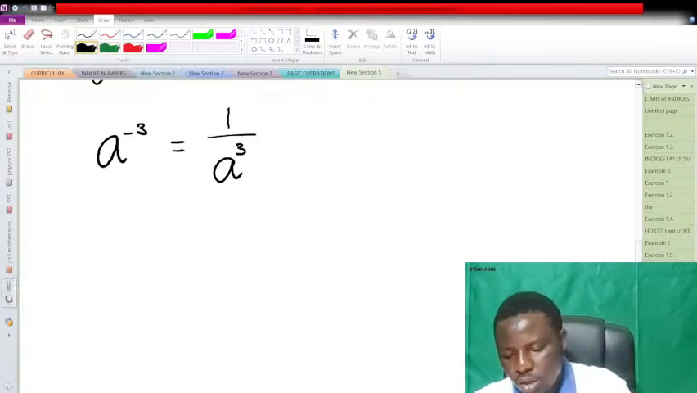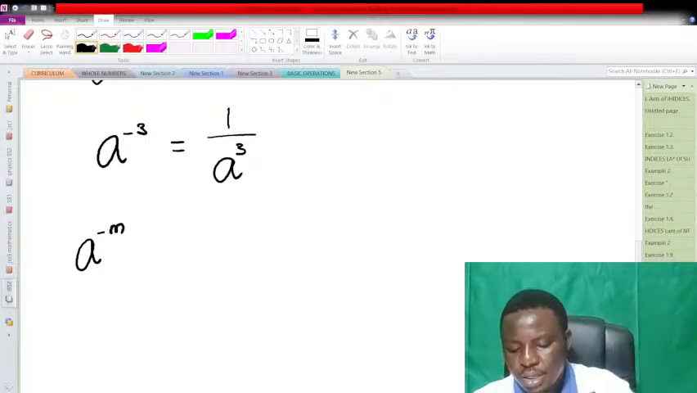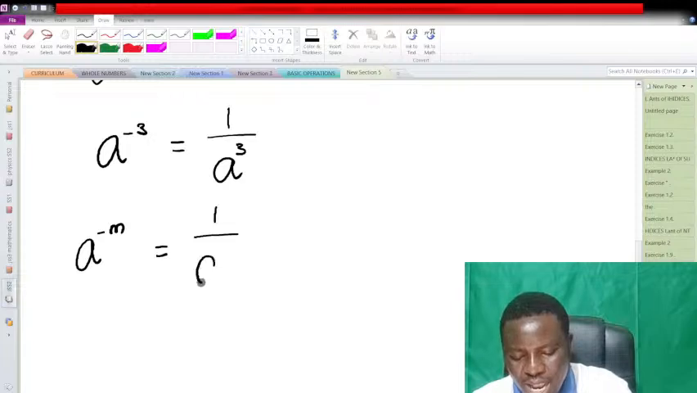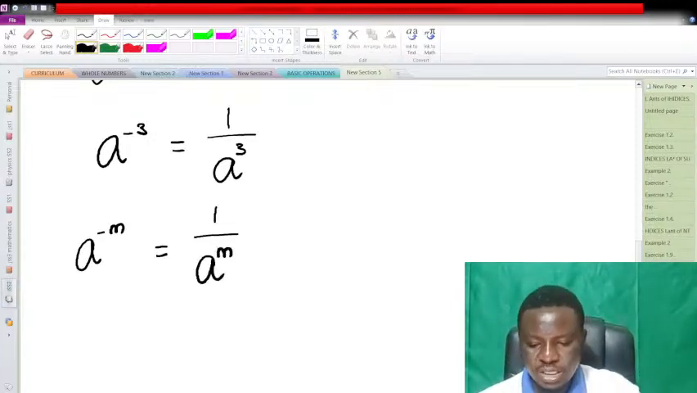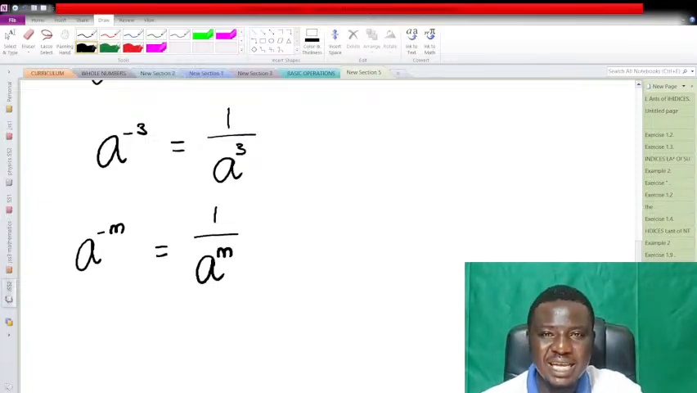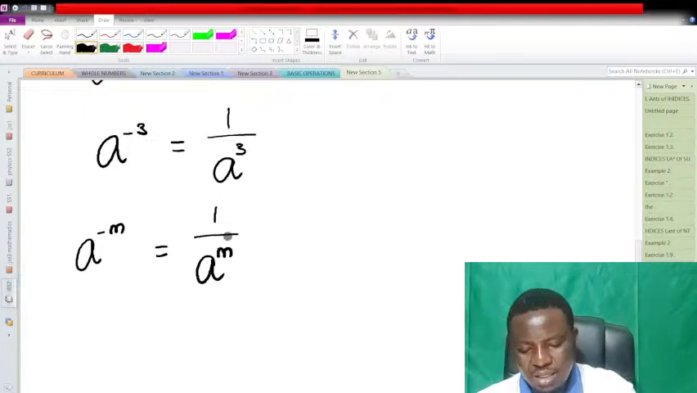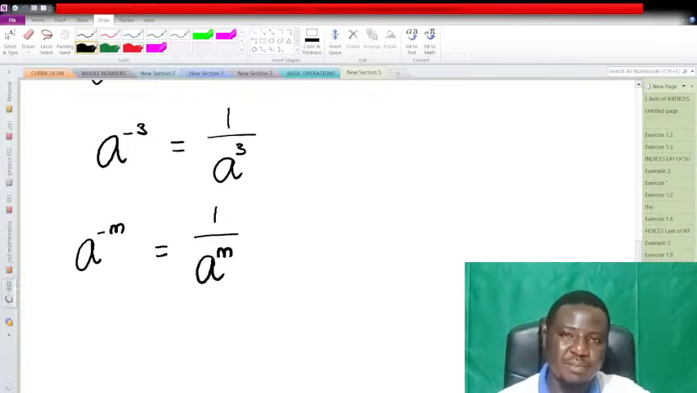In general, if we have a raised to the power of minus m, this is said to be equal to 1 divided by a raised to the power of m. This is what we refer to as the negative power law of indices. Or if you have 1 divided by a raised to the power of m, it is also equal to a raised to the power of minus m.